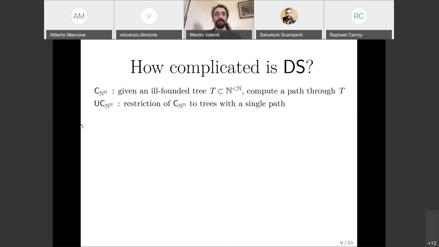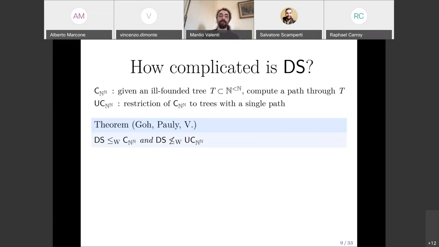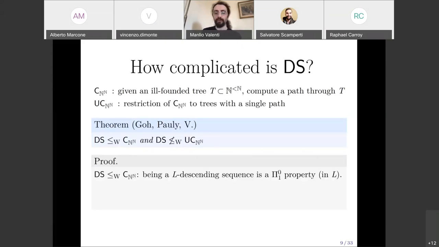So here's what I was anticipating. These two problems, choice on the Baire space and unique choice on the Baire space: choice on the Baire space is, given an ill-founded tree, compute a path through it. And UC Baire is just the restriction of C Baire to trees with a single path. So these are two natural problems we can try to compare DS with. Therefore, the first result is the following: DS reduces to C Baire and does not reduce to UC Baire. And again, the proof is just two lines, so we might as well give it.